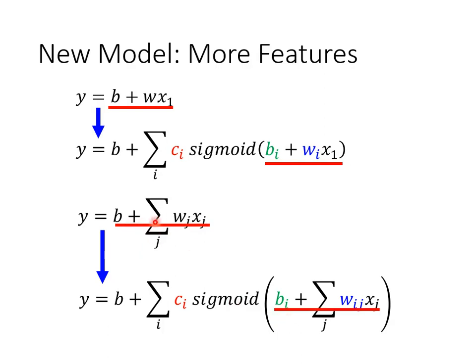Originally, we have b plus summation over j of wj xj here. Now, we put this item in the parentheses, changing to bi plus summation over j of wij xj. Put what was originally placed here in the sigmoid. Then in each sigmoid function, there are different bi and different wij. Then after applying sigmoid to them, we multiply them by ci, and add all of them up. Then after adding b to them, y is obtained. We just need to put different values for ci, bi, and wij here. It can become a different function.